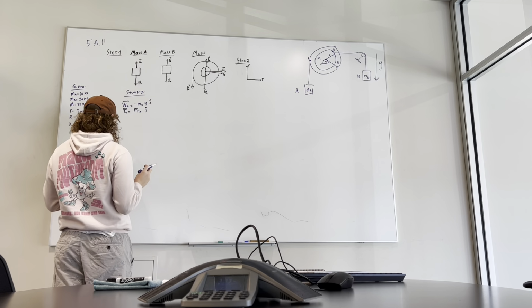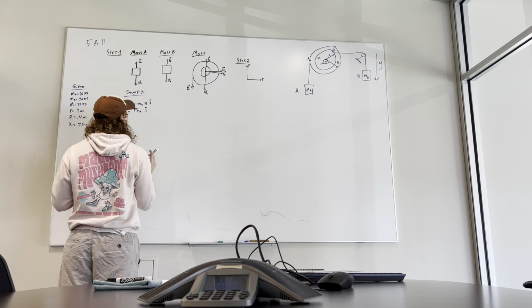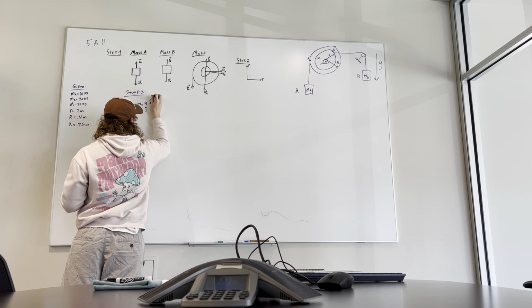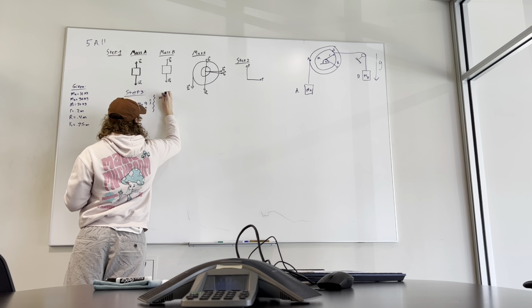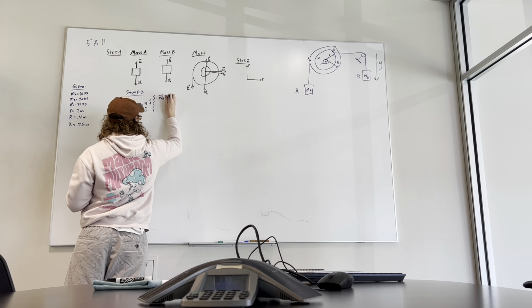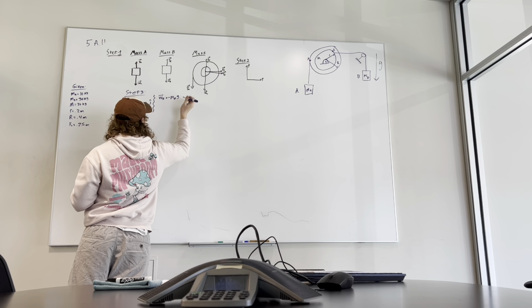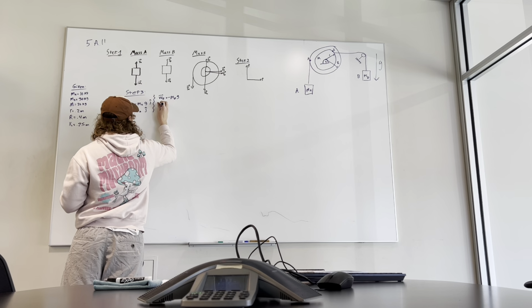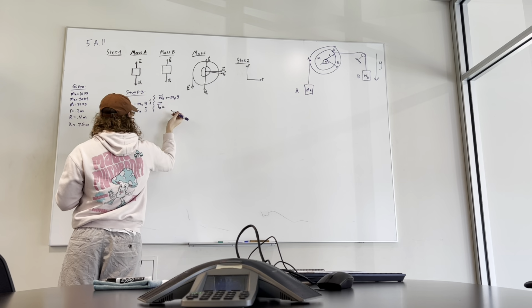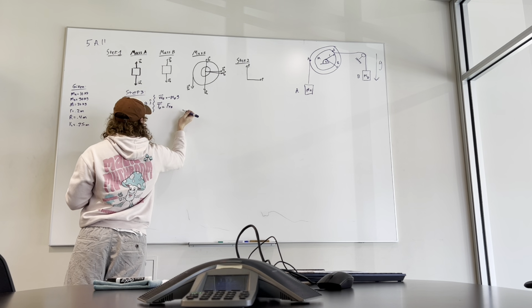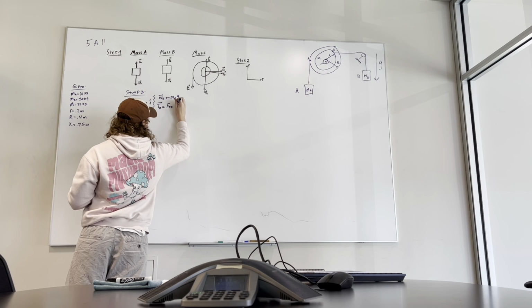In the second free body, we have the weight force of B going down and the tension force going up. So we have WB, which is equal to negative mass of B times gravity. And then we have TB, which is equal to FTB, which is just the force in tension B. These are both in the J direction as well.